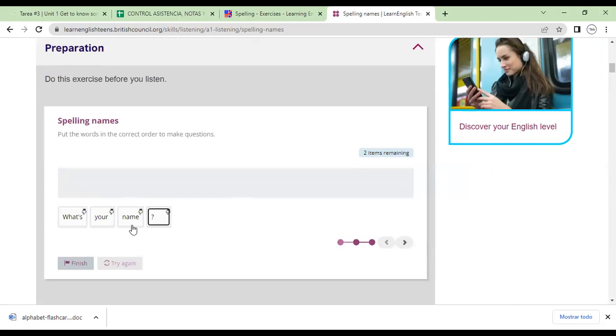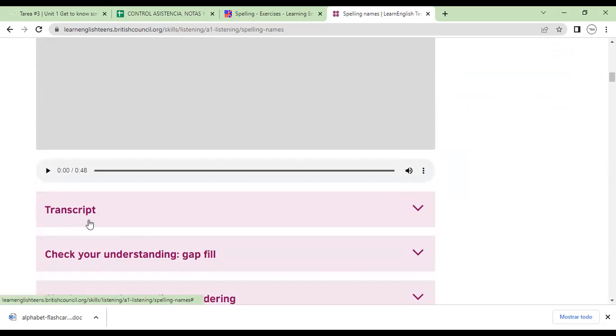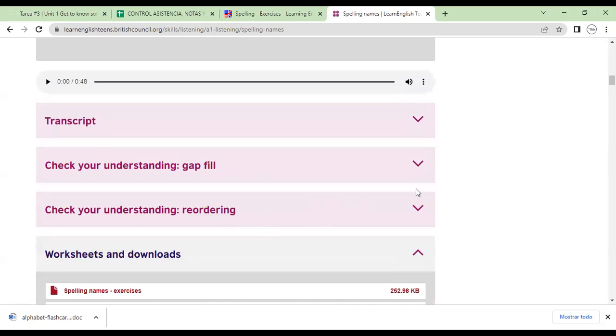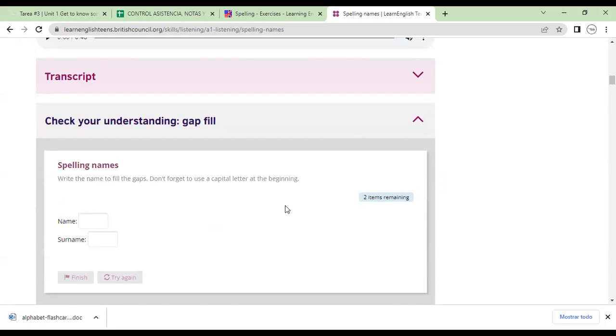All right. Now, this just was for you to start thinking about it. No vamos a ver ahorita el transcript, solo vamos a escuchar. ¿Ok? Ya luego lo vamos a escuchar y lo vamos a leer. Acá hay, for example, write the name to fill the gaps and don't forget to use the capital letter at the beginning. Okay, name and surname.